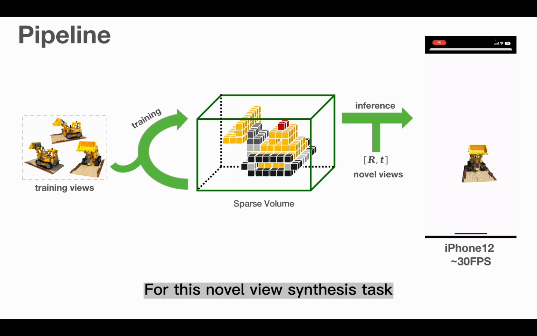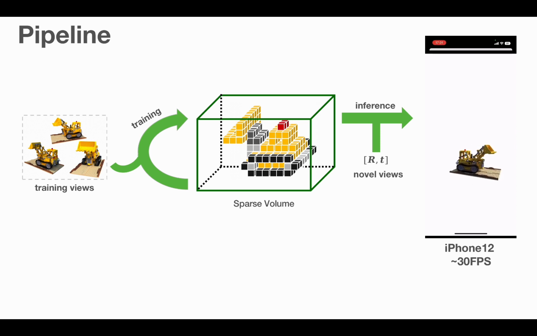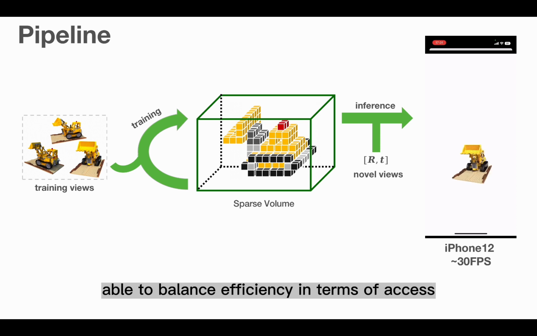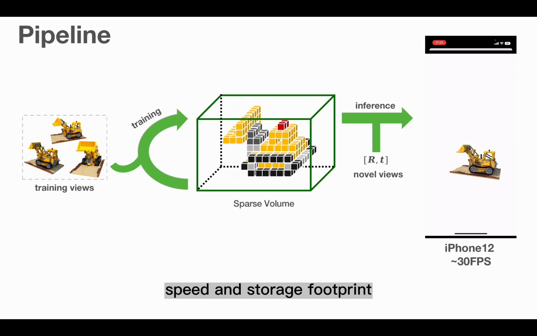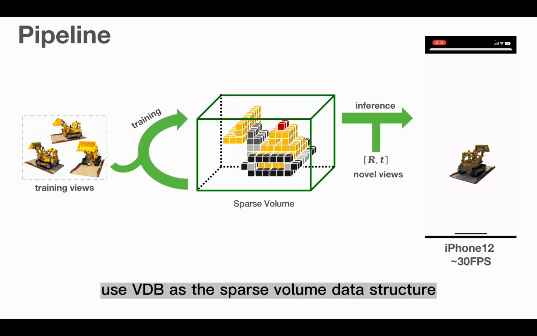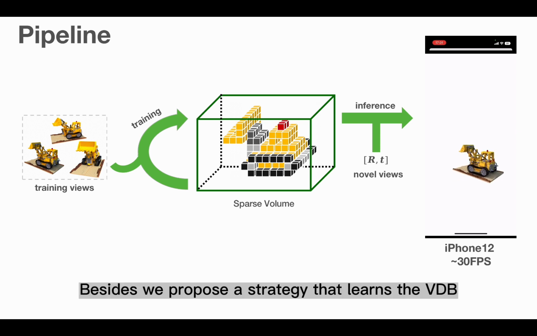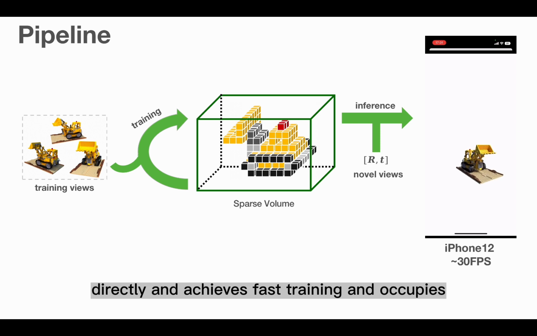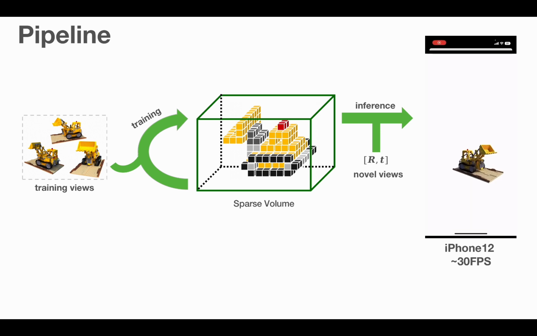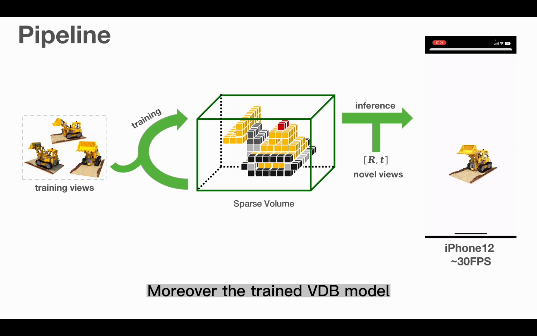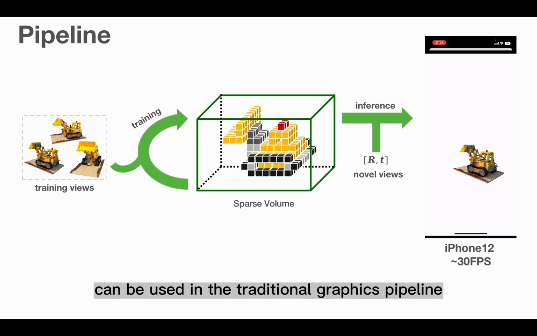For this novel view synthesis task, recent works have explored different data structures for representing scene information, but few have been able to balance efficiency in terms of access speed and storage footprint. Therefore, we first use VDB as the sparse volume data structure for NeRF acceleration, and achieve fast rendering. Besides, we propose a strategy that learns the VDB directly and achieves fast training and occupies small storage. Moreover, the trained VDB model can be used in the traditional graphics pipeline.